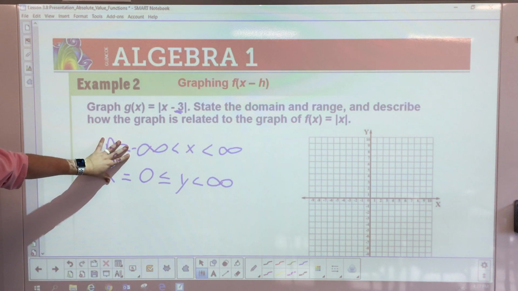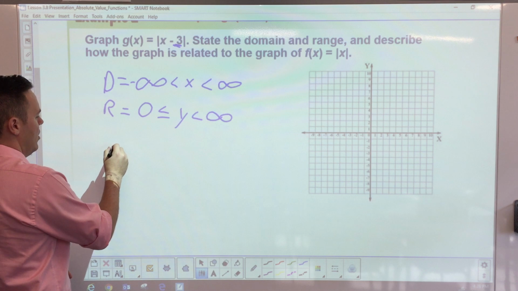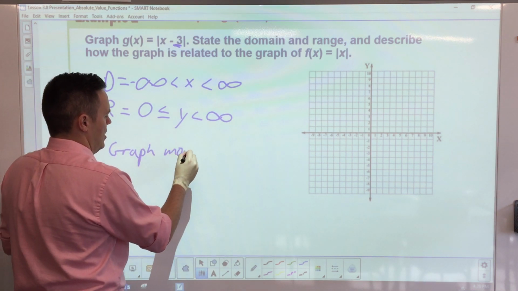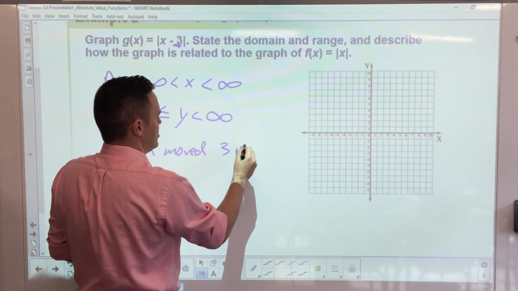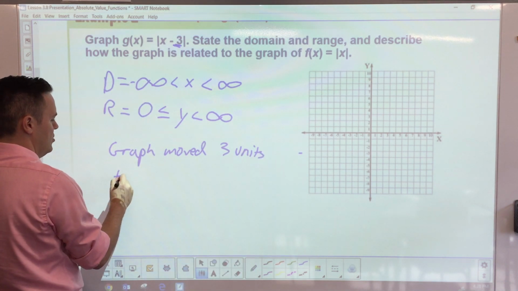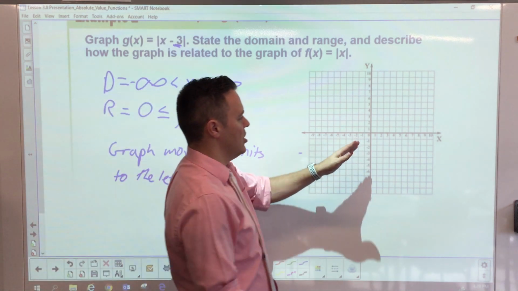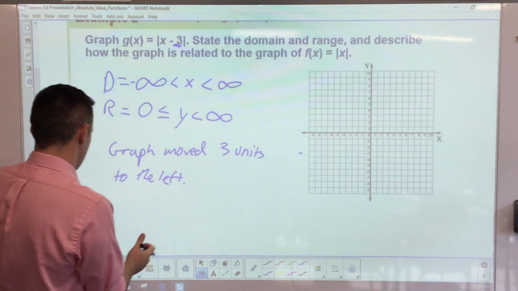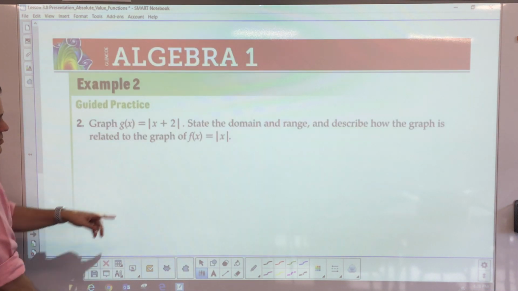Now, describe what happens to the graph. Well, the graph moved how many units? 3 units to the what? To the left. Okay? Hopefully you guys saw that. As we moved it by a negative value, it's going to move to the left. Now, that's within the parentheses. Ladies and gentlemen, you try.